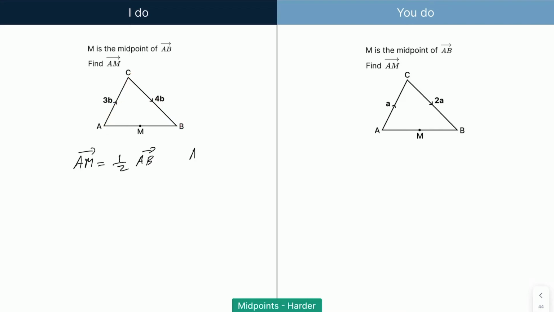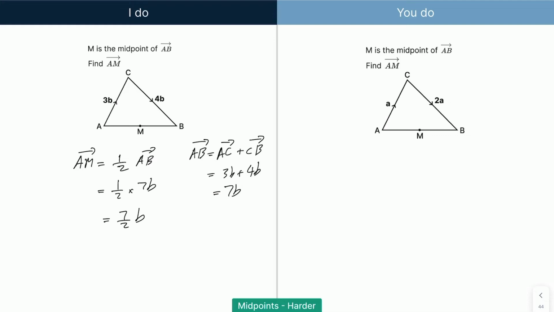On this side, for AB, I can go from A to C and then C to B. That's 3B plus 4B, which is 7B. Now I can substitute that in there. So that's going to be a half times 7B, which is 7 over 2B. You can leave it as a fraction like that.